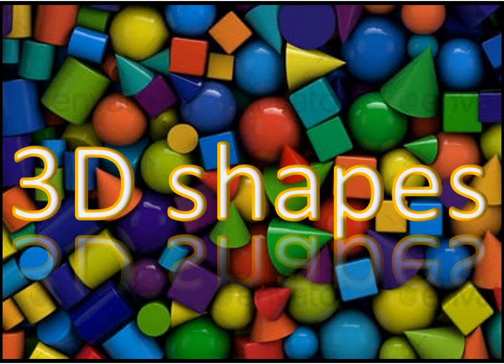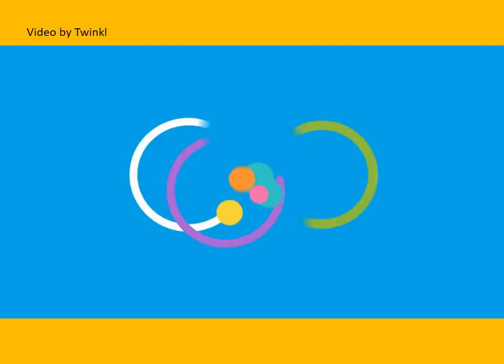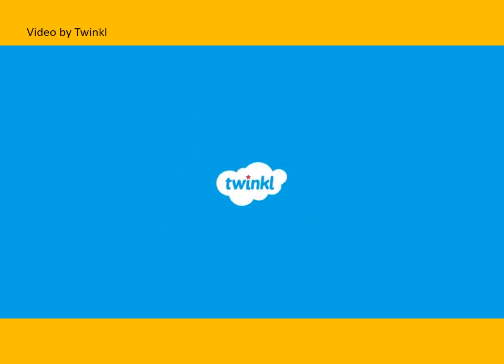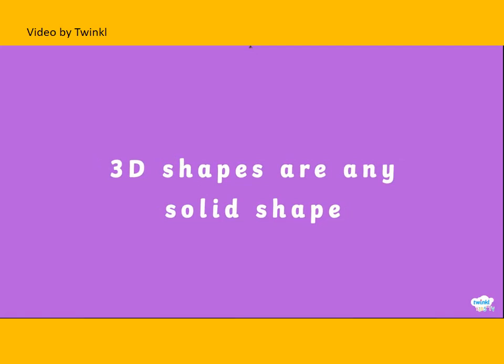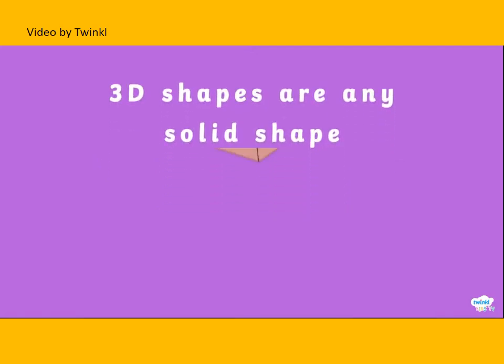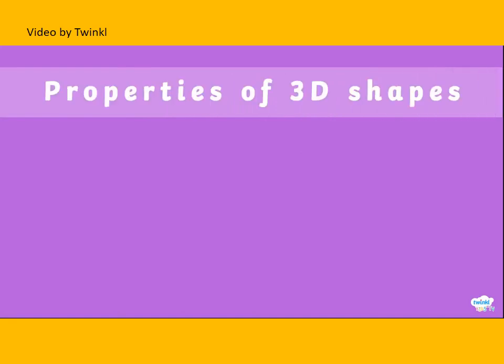Today we are going to be looking at 3D shapes. 3D shapes are any solid shapes that have height, width, and depth. There are many different properties that a 3D shape has. These properties let us know what type of shape it is.